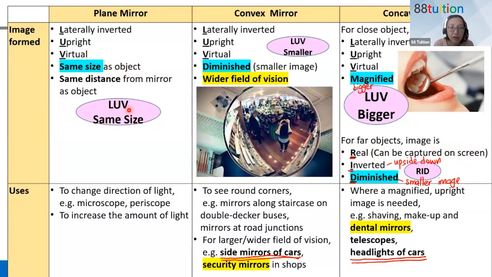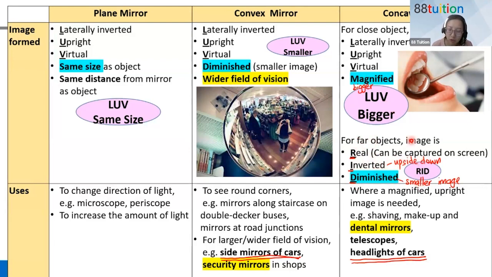So LUV same size. Convex mirror is LUV smaller size. Another word for smaller is diminished. So diminished image means smaller. Concave will be LUV bigger. So LUV means laterally inverted upright virtual. Bigger image also means magnified image. Now there's also a RID memory aid, RID: real inverted diminished. Diminished means smaller. Inverted, of course, means upside down.